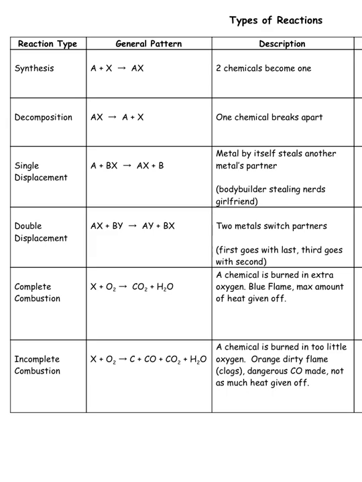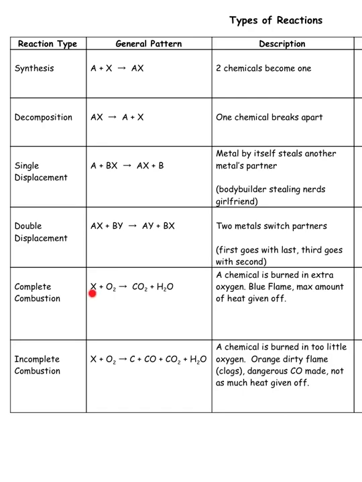The 5th type of reaction is called a complete combustion reaction. It's when we take a chemical and we burn it with lots of extra oxygen mixed in. You see this as a blue flame or sometimes as a white flame. And it's called a complete combustion reaction because all of your fuel is burned, which also gives you the maximum amount of heat given off from your reaction. You recognize them because they follow this general pattern.